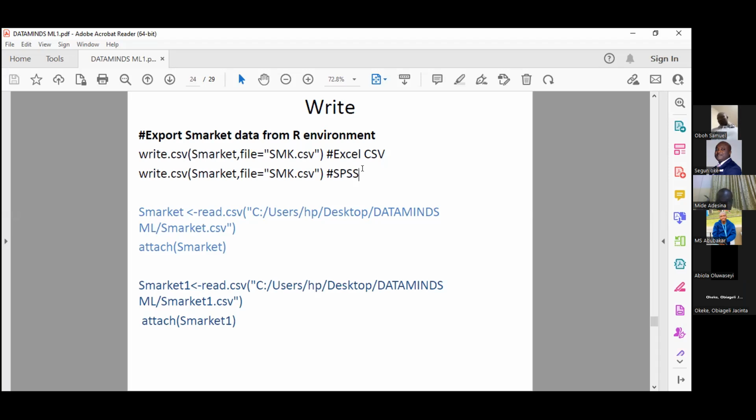That's for Excel. Oh, there's a mistake. Now for SPSS, please take note. When we get there, we'll do it. It is .sav, not .csv. SPSS is .sav. That's the only difference between exporting in SPSS and exporting in Excel.